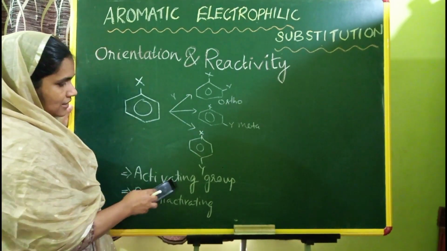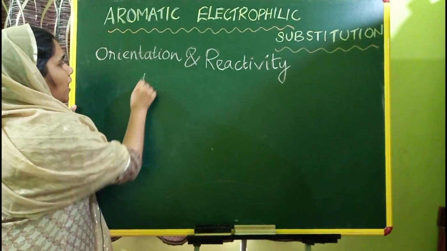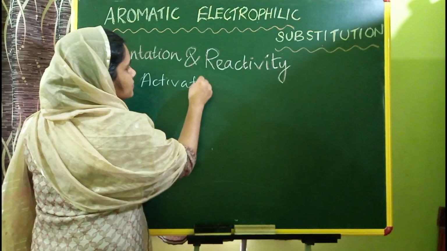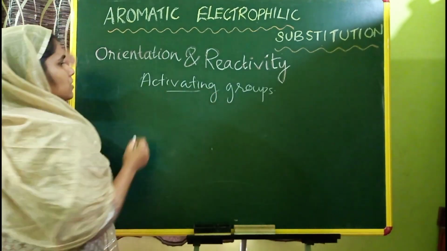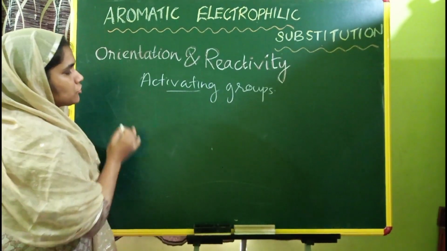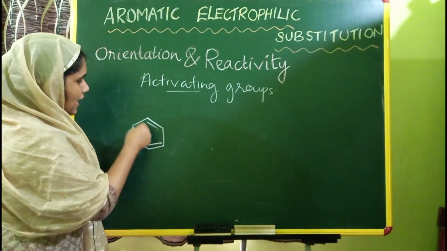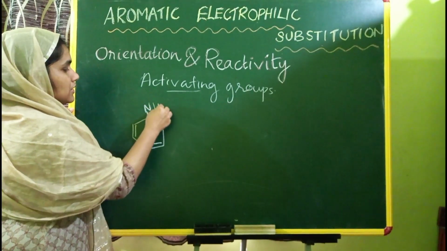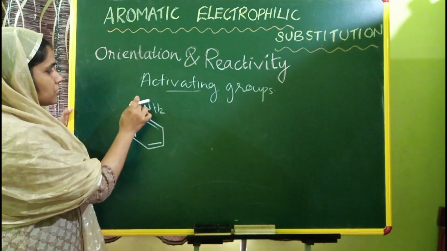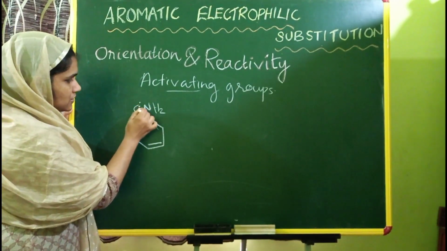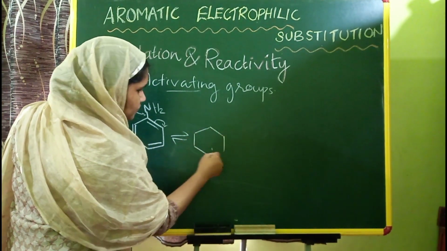For example, first of all we are looking at activating groups. Activating groups are compounds like this. That is, it may be activating by resonance or inductive effect. Here, first of all, we are going to see aniline. I write one or two resonance structures of aniline.